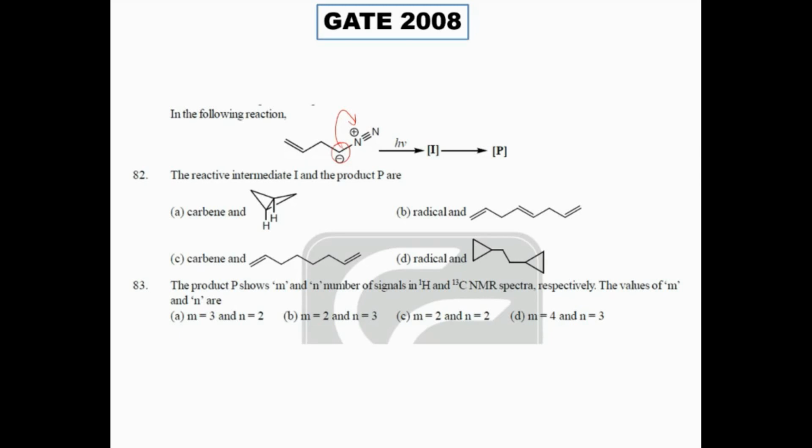So carbon with only 2 hydrogens, okay? So carbene. So one hydrogen, one this. So we'll be having only one hydrogen here, okay? So we'll be having a carbene.